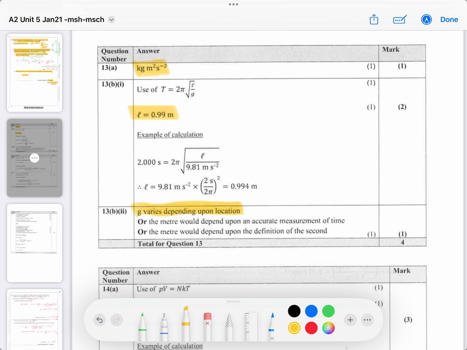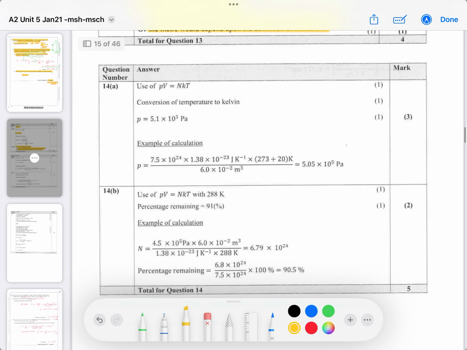G varies depending on the location on Earth. Or you could put the meter would depend upon an accurate measurement of time, so that brings its own uncertainty in. Or the meter would depend upon the definition of the second. The original meter, before the modern definition which is to do with the speed of light, was actually a stick exactly 1 meter long, and all other meter rules were correct according to the original one in Paris, which was kept in Sèvres near Paris.